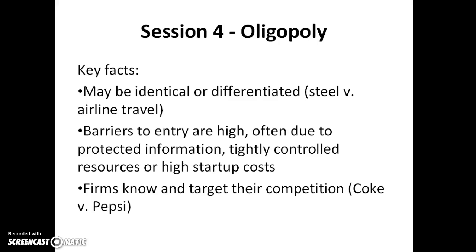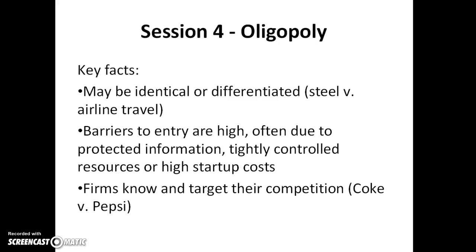So the key facts about oligopoly: remember that in the oligopolistic market structure, the different firms might produce identical goods or they might differentiate. So steel would be an example of an undifferentiated oligopoly, where every manufacturer is producing the same commodity, steel. But there aren't very many of them. The industry is dominated by just a few major players. Airline travel or the automobile industry are examples of differentiated oligopolies, where there are a few major players, but they actually have slightly differentiated products.